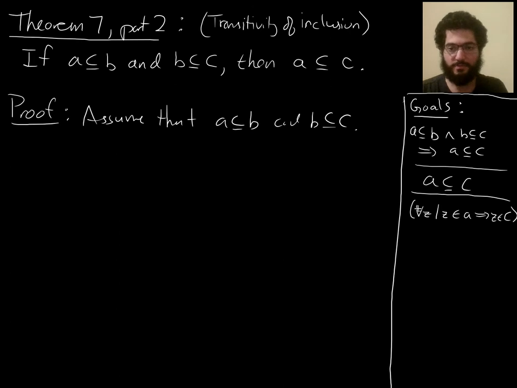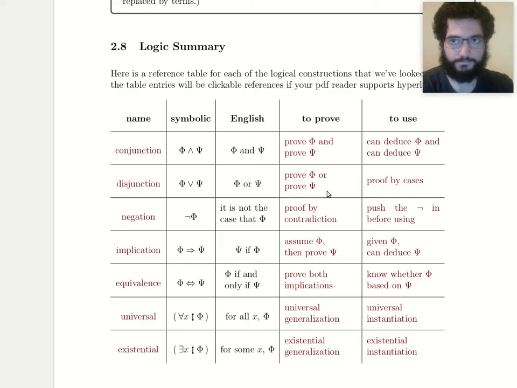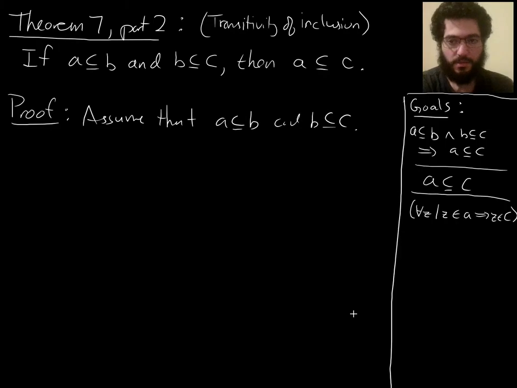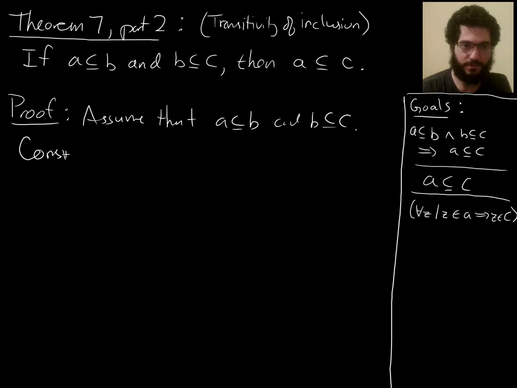So how do I prove a universal? To prove a universal, it's a universal generalization kind of argument that I should go for. So that means consider any Z, and then leaving Z arbitrary, try to prove that if Z is in A, then Z is in C. So I'm going to write it one way, and then I'm going to erase it and show you how people would normally write it, actually. So here's the universal generalization argument. Consider any Z.